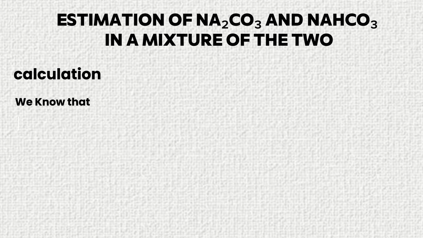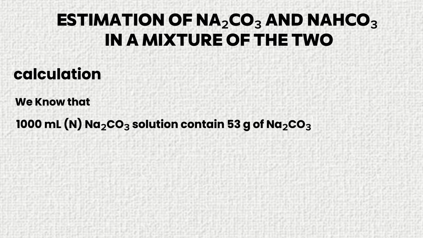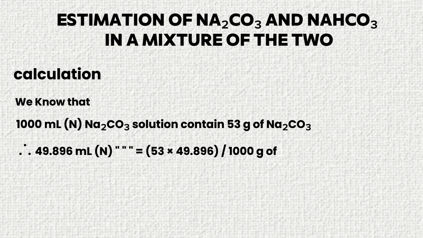We know that 1000 milliliter normal sodium carbonate solution contains 53 grams of sodium carbonate. Therefore, 49.896 milliliter normal equals 53 multiplied by 49.896 divided by 1000 grams of sodium carbonate. It equals 0.645 gram of sodium carbonate.